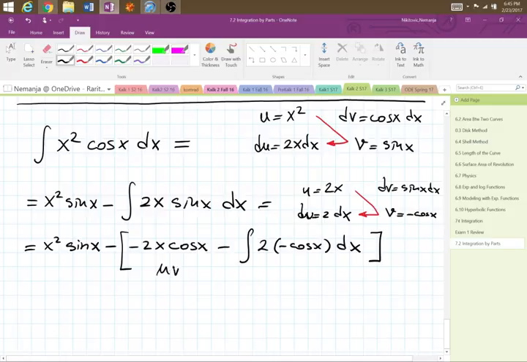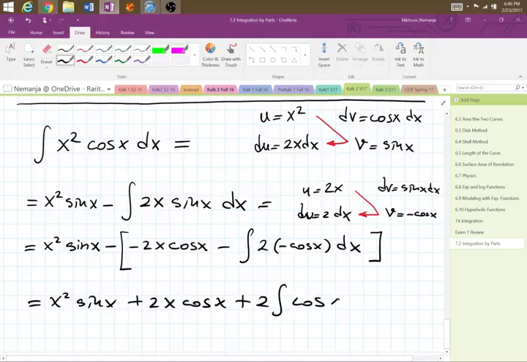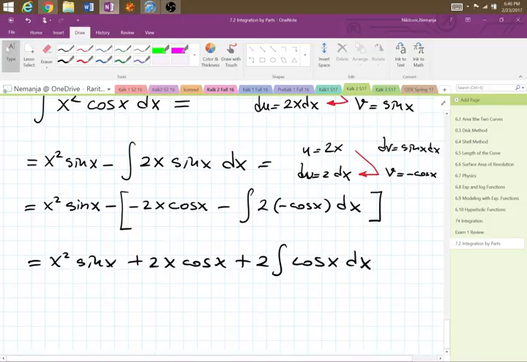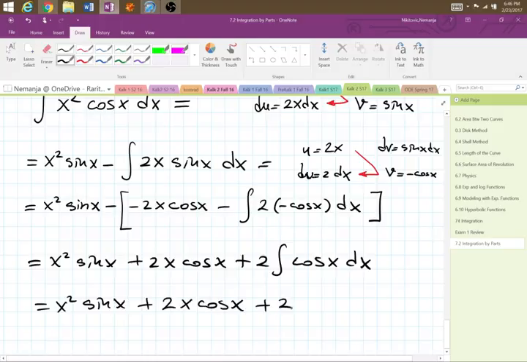So this is your uv minus integral of v du, but with the new u and v, equal to x squared sine x plus 2x cosine x plus 2 integral of cosine dx. All I need to do is integrate cosine, which is very good, plus c. Done deal.